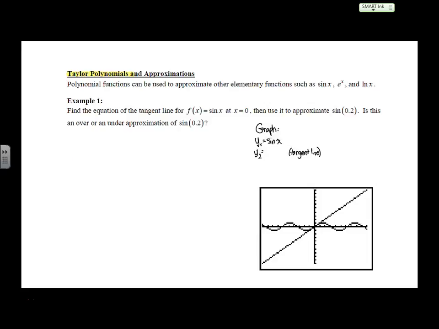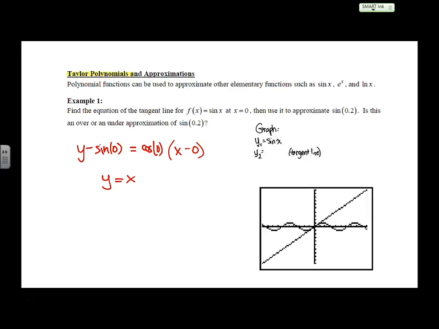That's part of it. And then y minus y1. And what is y1? 0. Sine of 0, which is going to be 0, equals, and then what's going to be my m for x minus 0? Because it's going to be sine prime, which is cosine of 0. So y equals x.